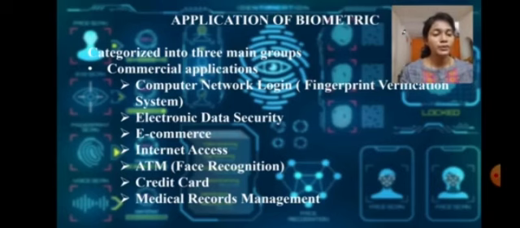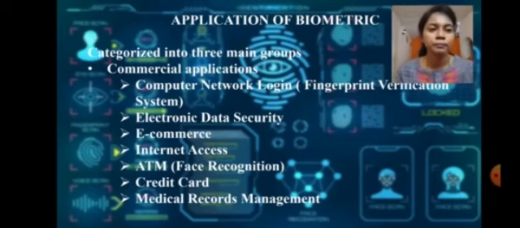electronic data security, and it's been used in e-commerce, and even in internet access, and foremost in all your ATMs, where you have your face recognition system to avoid forgery, and it's been used in your credit cards, and currently even your medical record management has some kind of biometric features or biometric scan technology to protect a user's identity.